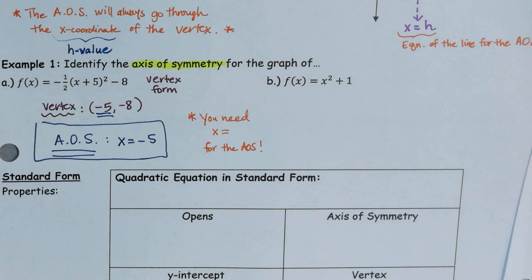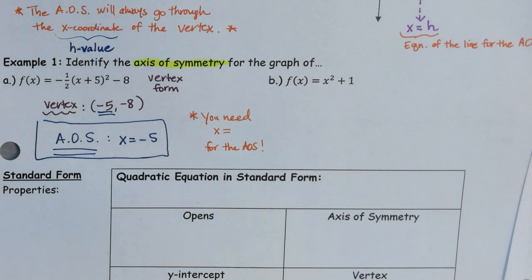And the reason why is because the axis of symmetry is a line. So if you just had -5, that does not represent the same thing as x equals -5. Okay, so you have to have that notation. Notation is something big that we work on in honors. Notation and explanation. And we will do both today.